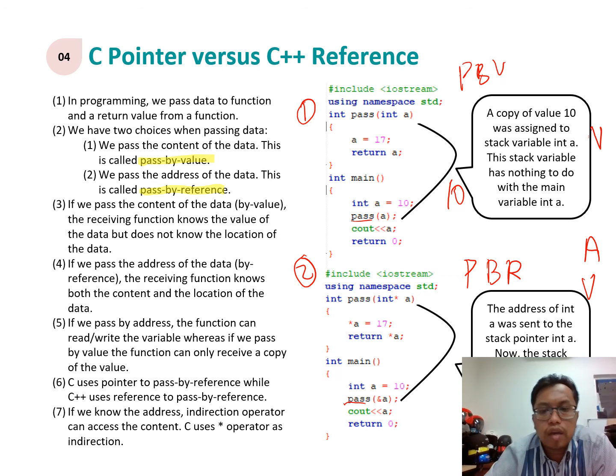So if we use pass by reference, the function can alter the values of the variables, because you give the information of where the value is located in the memory. You pass the address of the variable. So when you print out, it will show you the altered value, which is 17. Now I hope you know the difference between pass by value and pass by reference.